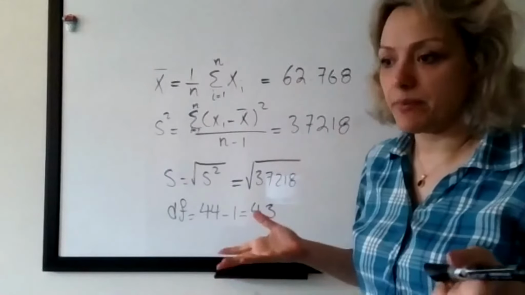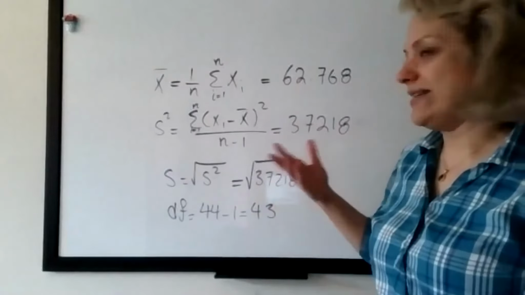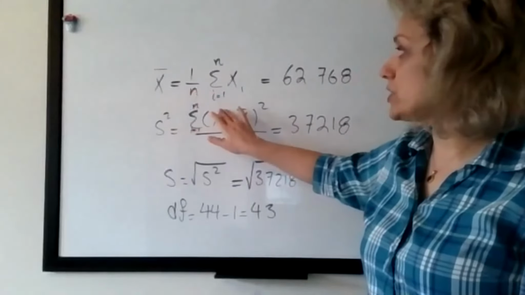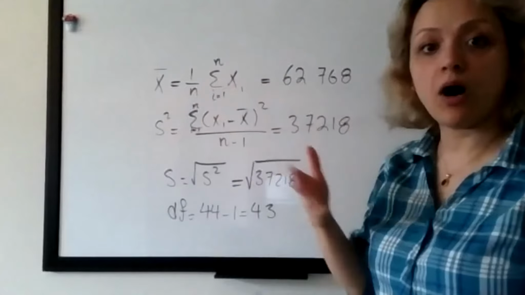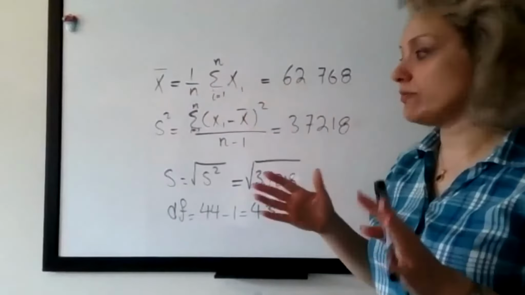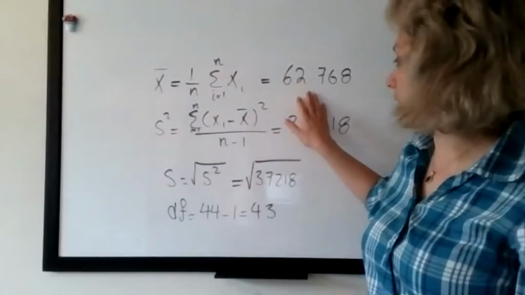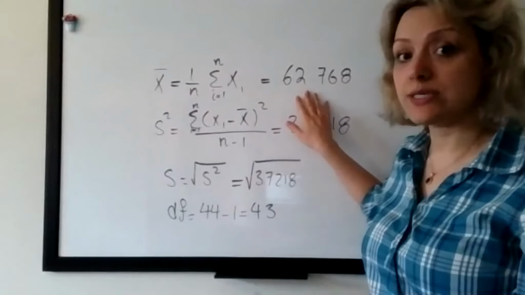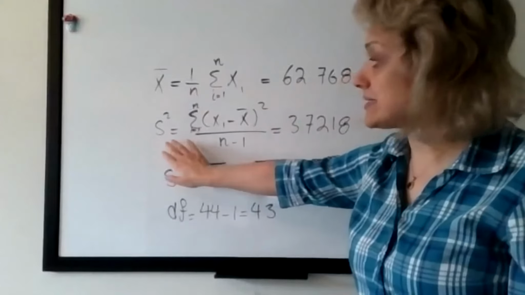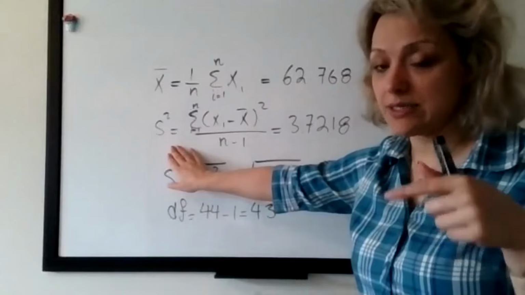Also, let's say degree of freedom, because we work with degree of freedom a lot when we want to read data from any tables. So for the sample mean, we use the equation of 1 over n and the sigma of all the data points that we have. We have 44 data points. Just add them and divide by 44. You should get this value, 62.768.